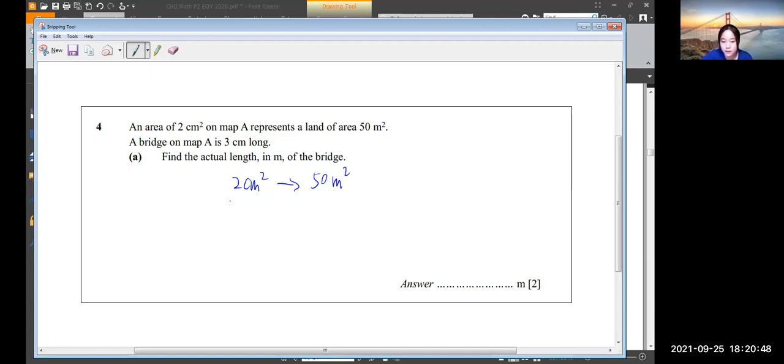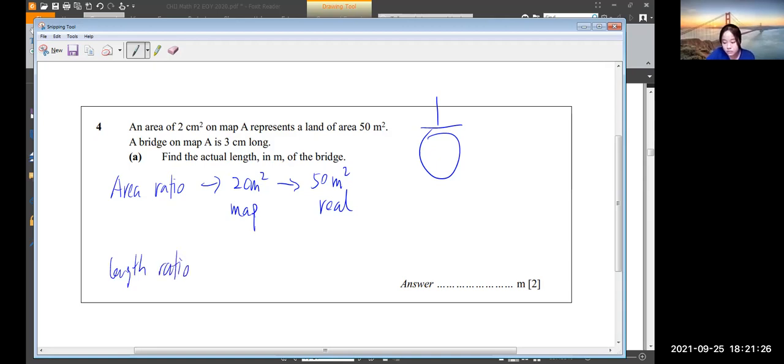So basically this is the map, and this is the real. By the way, they give you in this format, which is not a standard format. The standard format is actually 1 over something. So how do you do that? Let's talk about it together. This is called the area ratio. Now they want you to find the length ratio.